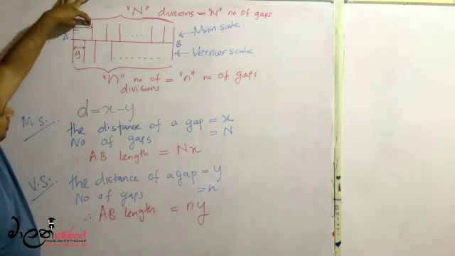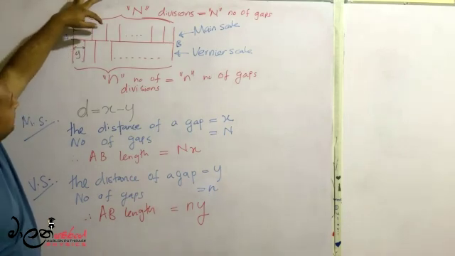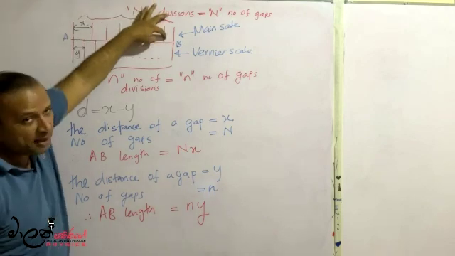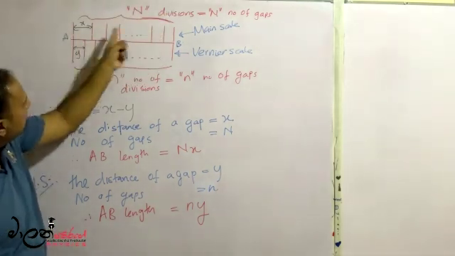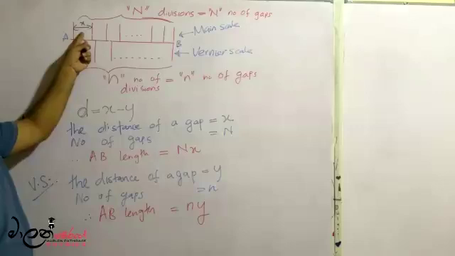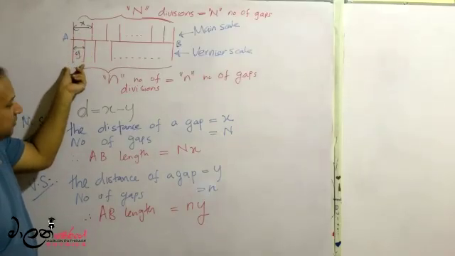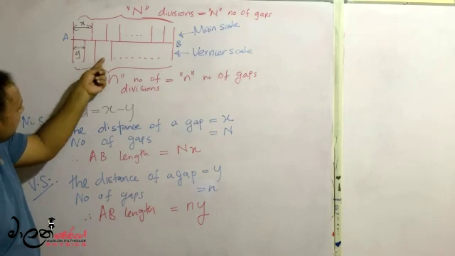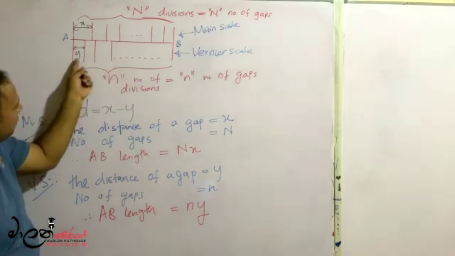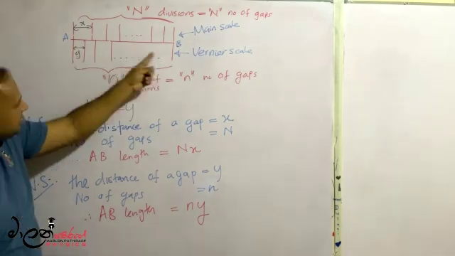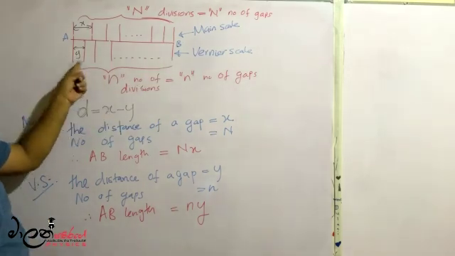The distance between one gap is x. There are capital N number of gaps. Therefore, here to here, the length is capital N times x. The distance between one gap is y. Now there are simple n number of gaps from here to here, so the distance is equal to simple n times y.